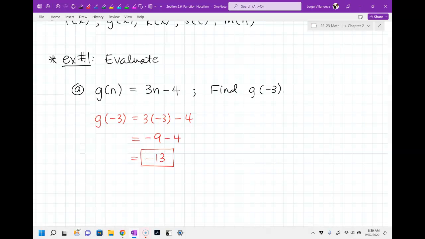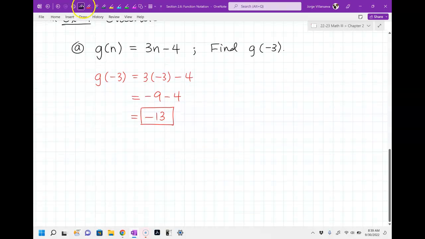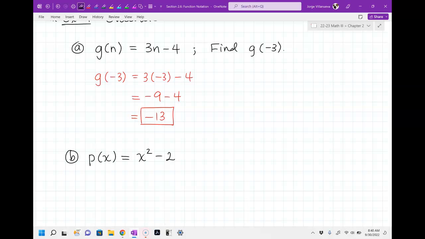Let me give you another one, just so you can see how they'll change it around for you again. p of x is equal to x squared minus 2. Find, whoops, that's not an f, that's a p. Find p of 10.